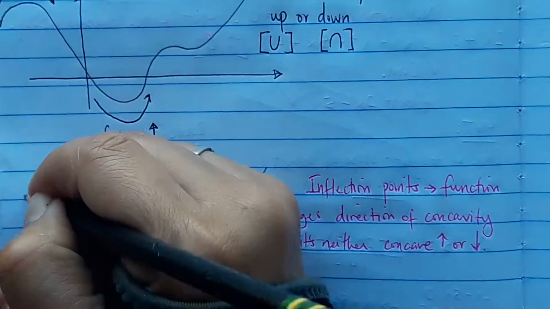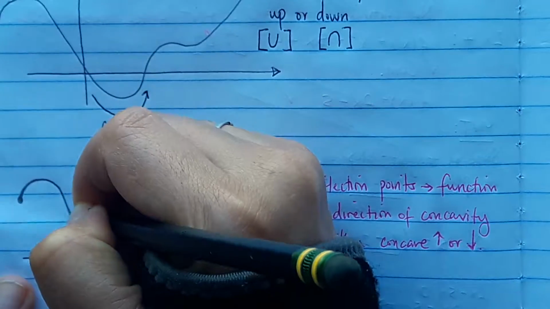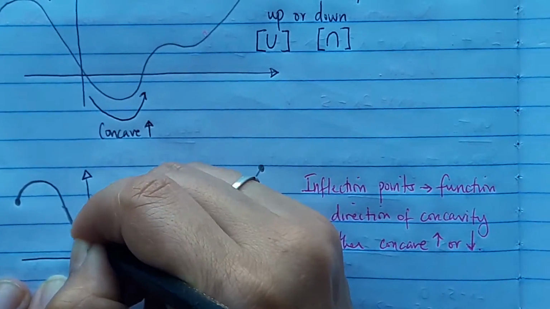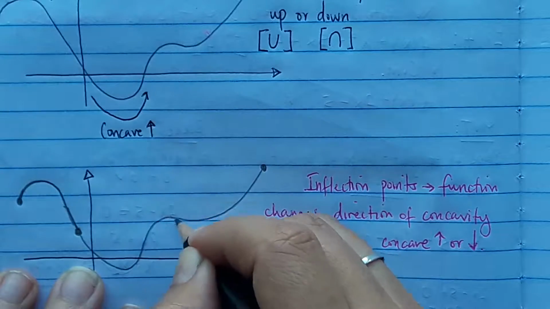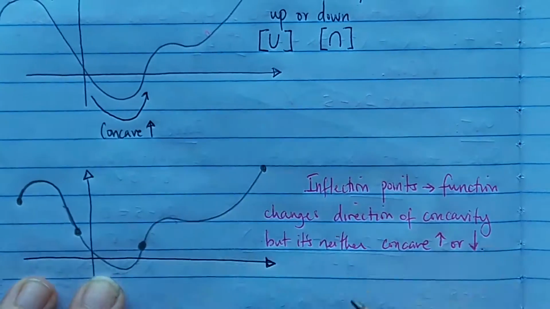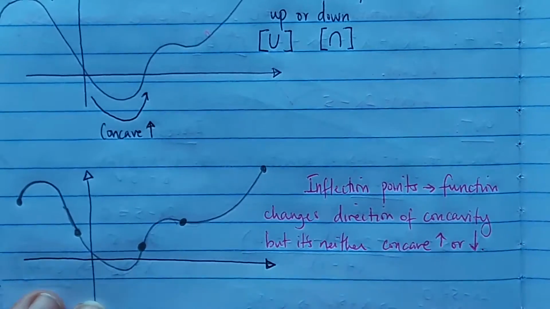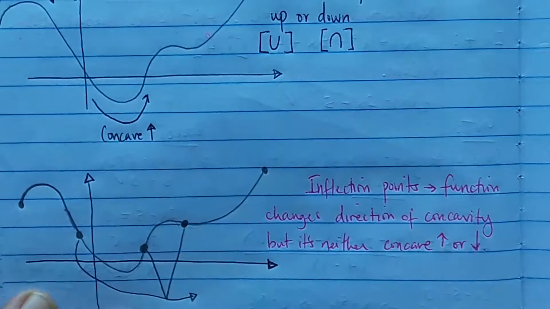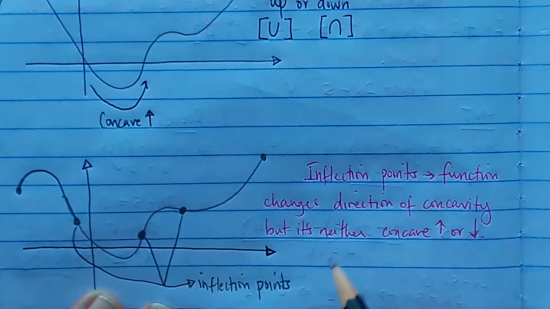Think about it. See, this is concave down, but at some point it changes from being concave down to concave up. At that point, that's an inflection point. Then from here it's changed from concave up to going down. At that point is an inflection point. Then it changes from that to going up. At that point is an inflection point. So again, it's where the function changes direction of concavity, but it's neither concave up or concave down. Those are called inflection points.